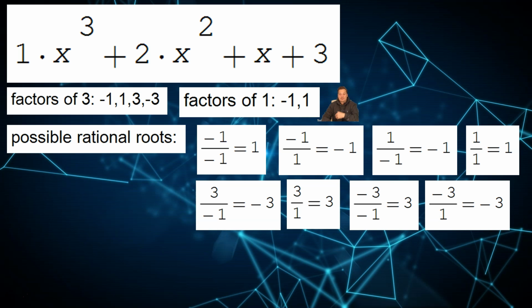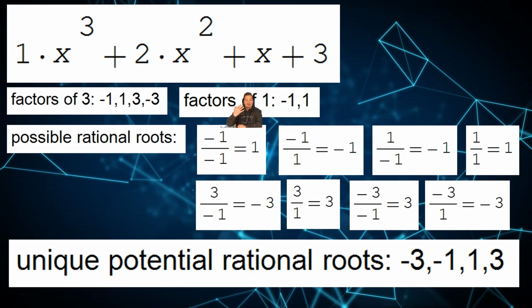Again, that is repeating. So when I look at this list of potential rational roots, I have a 1, -1, -1, 1, -3, 3, 3, and -3. Obviously they're repeating, so for that reason, in the final form, to answer the question, what are the potential rational roots of this expression, I would simply put -3, -1, 1, and 3. So put them down unique, only once, in other words. And that is it for me.